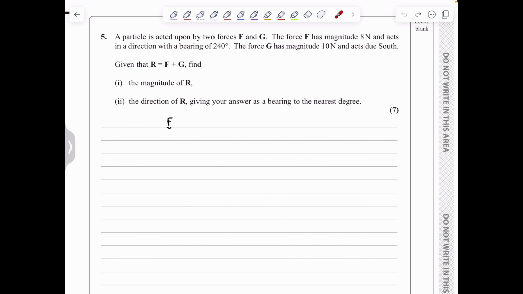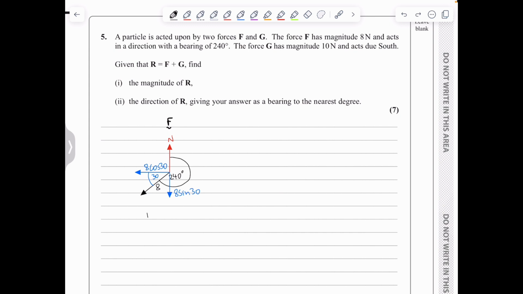So for the force F, we've got the north. If I turn clockwise through 240 degrees at a distance of 8 newtons, that's the force acting. Now we know that the angle with the horizontal here must be 270 minus 240, which gives me an answer of 30. So what I'll be doing, I'll be resolving the 8 newtons acting at a bearing of 240 degrees. The horizontal component will obviously be 8 cos 30, and the vertical downward component will be 8 sin 30.